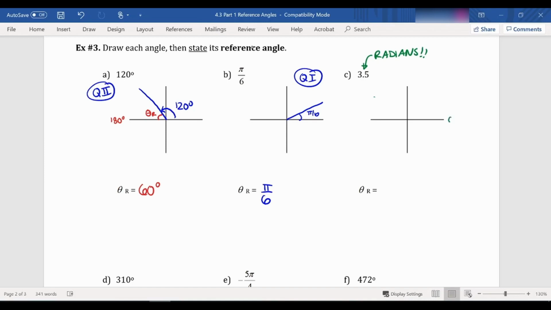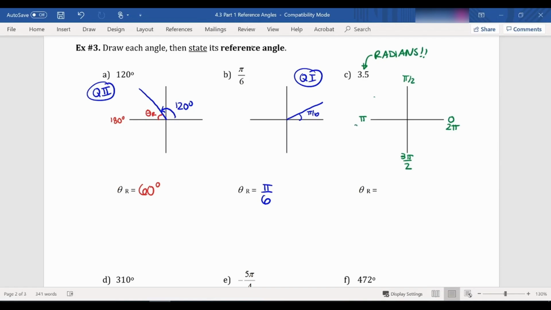Well, I know that 0 radians is here. Pi over 2 radians is here. Pi radians, 3 pi over 2, and then back to 2 pi. Now, my question doesn't have a pi in it. So it's just a number. But I can turn all these ones with pi's into numbers.